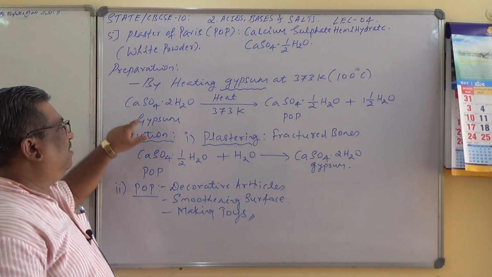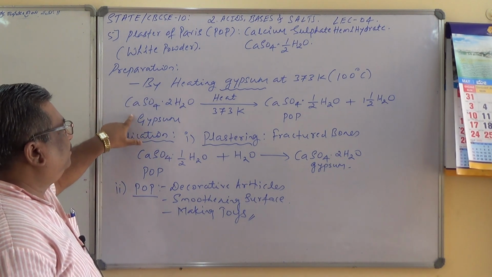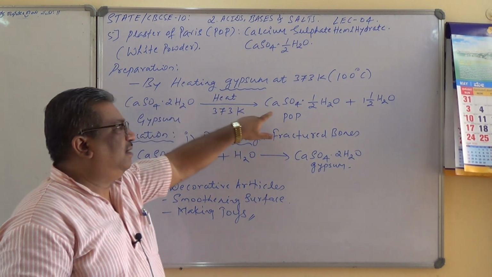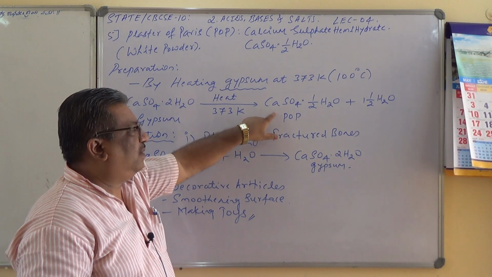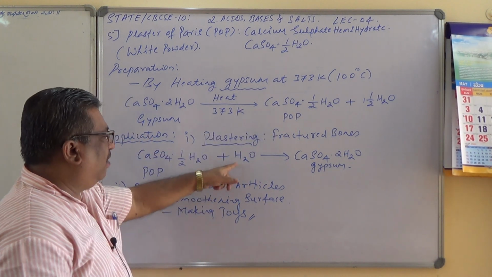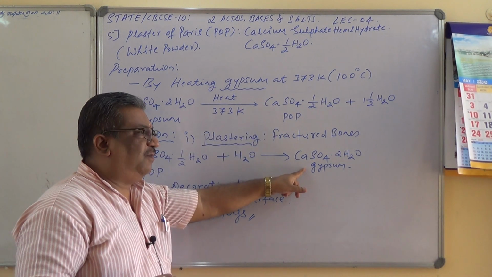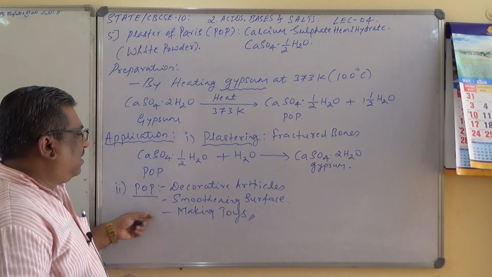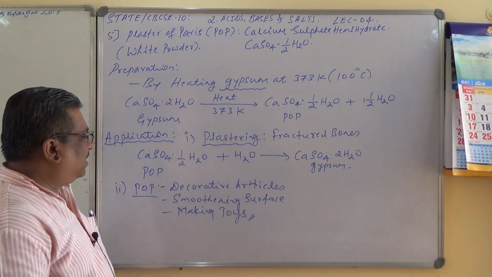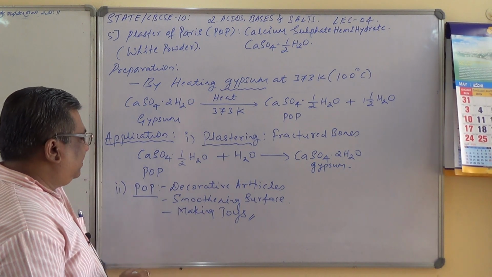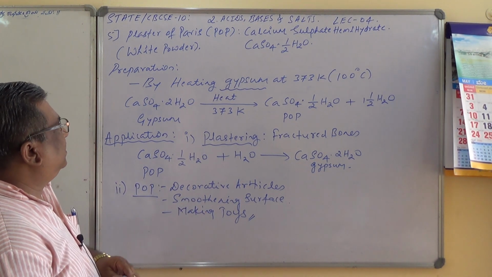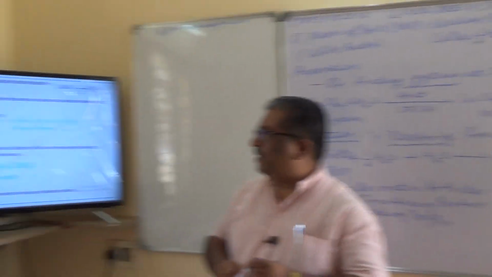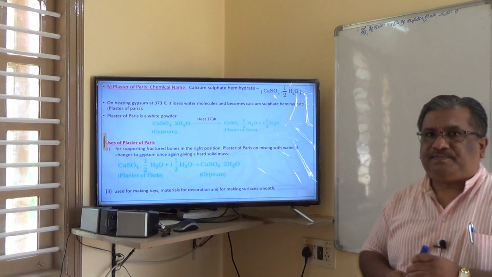You must remember here, if calcium sulfate dihydrate, gypsum, is heated, plaster of Paris is produced. If you add water to plaster of Paris, then gypsum is formed. So you must remember these two things here. And the applications are decorative articles, plastering, smoothing of surfaces, and making of toys. I hope you have understood. Note down the notes from the PPT now. You will be directed to the PPT.